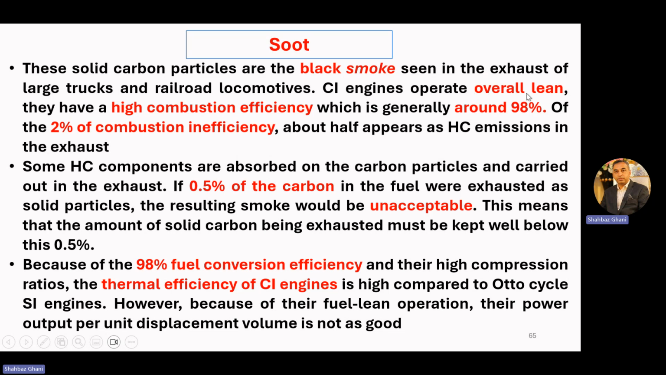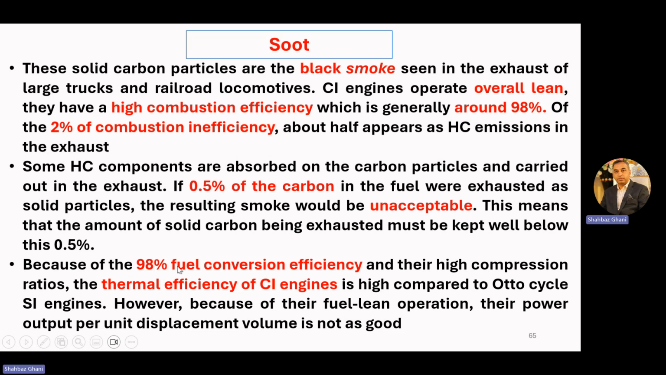CI engines operate overall lean and have a high combustion efficiency, generally around 98%. Of the 2% combustion inefficiency, about half appears as hydrocarbon emission in the exhaust. Some hydrocarbon components are absorbed on the carbon particles and carried out in the exhaust. If 0.5% of the carbon in the fuel were exhausted as solid particles, the resulting smoke would be unacceptable. This means that the amount of solid carbon being exhausted must be kept well below 0.5%.